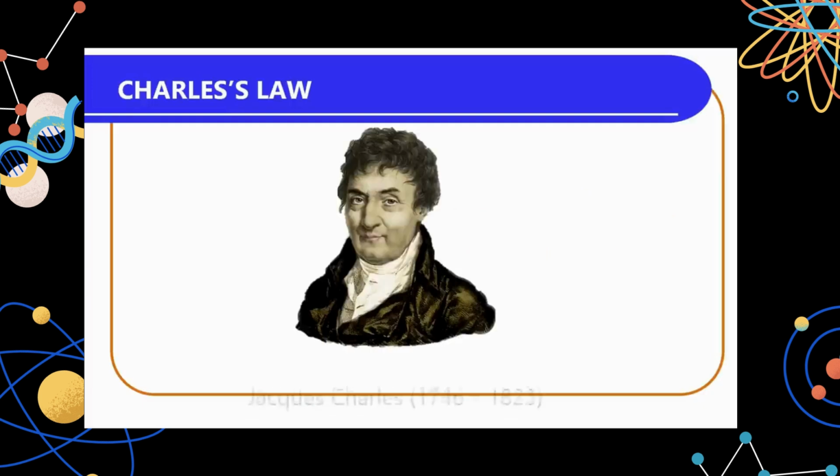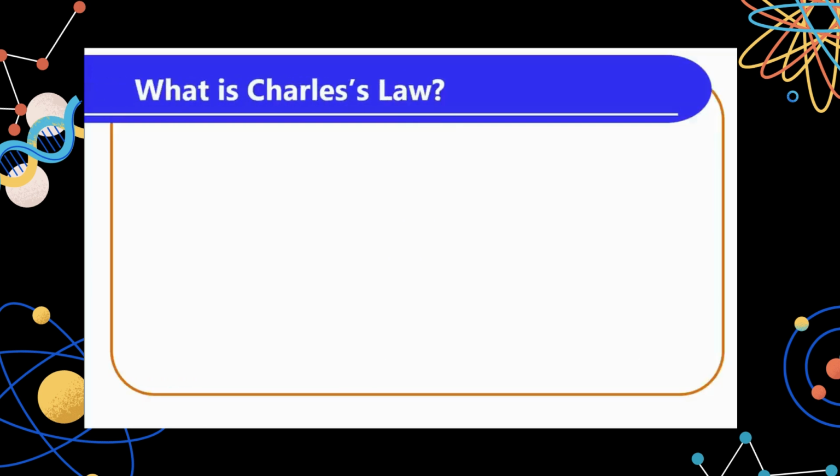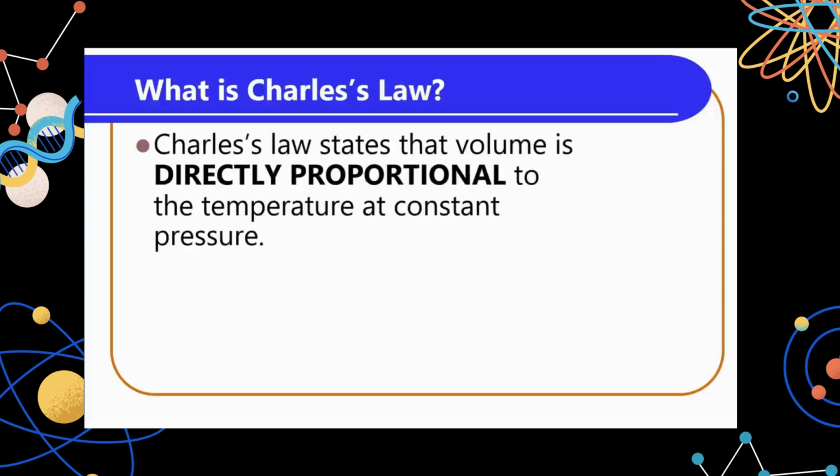By a French scientist, Jacques Charles. He lived in 1746 to 1823. So, kung mapapansin niyo, sobrang layo na agwat ng time nila ni Robert Boyle, who lived in the 1600s. Ngayon, ano bang sinasabi ng Charles law? If Boyle's law relates pressure and volume at constant temperature, Charles' law would relate volume and temperature at constant pressure. And this time, they are directly proportional.